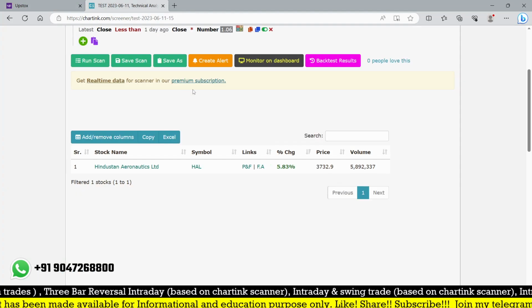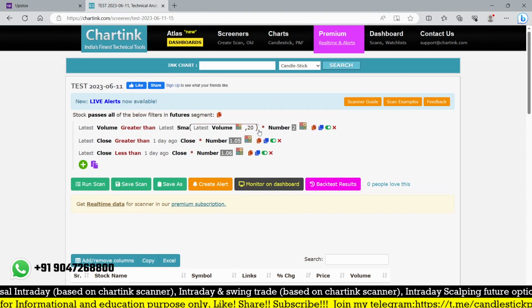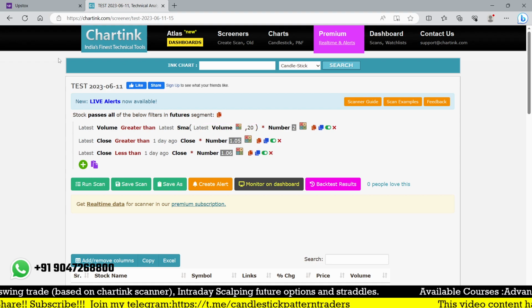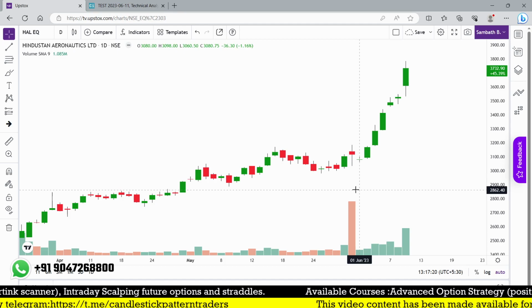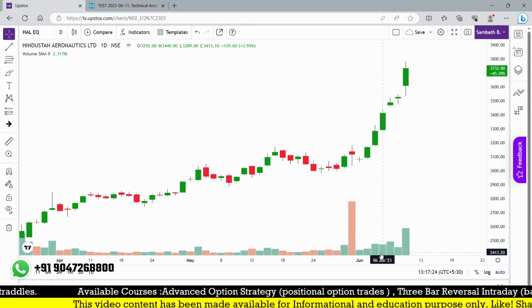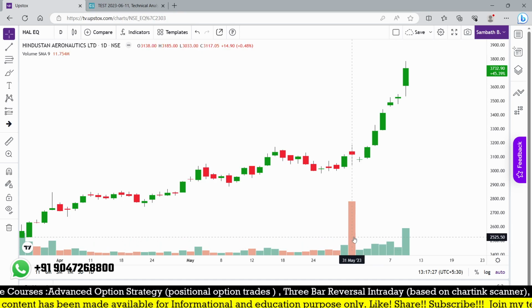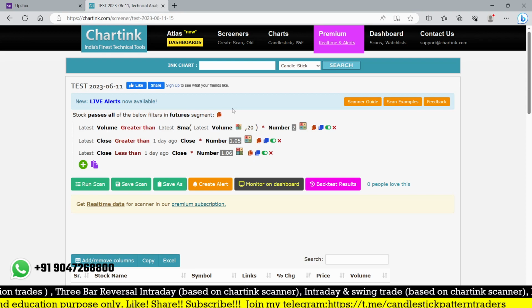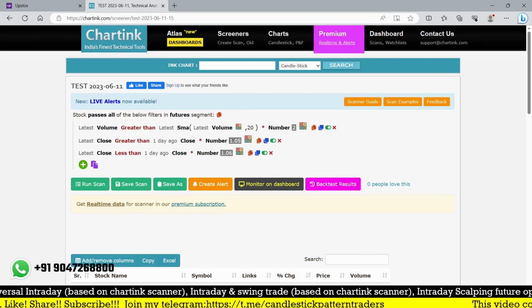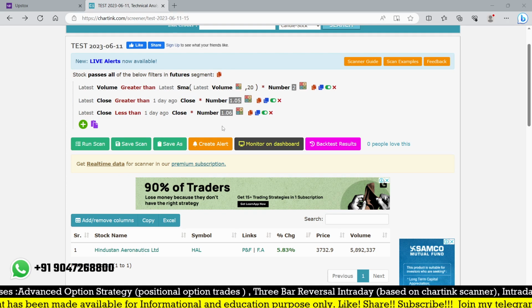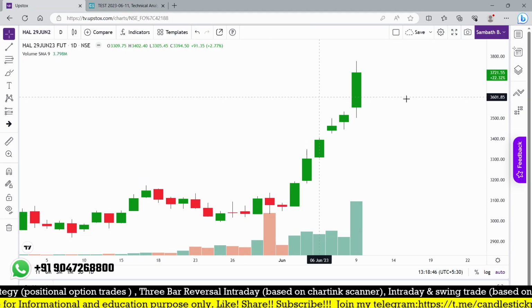We are testing for just volume must be greater than the 20 day average, but it was a negative volume, so that's why there are some issues here. On the 3rd, 4th, 6th, 8th day there is huge volume happening here. Yeah, HAL is the only stock which we found at 5 to 6% based on this.